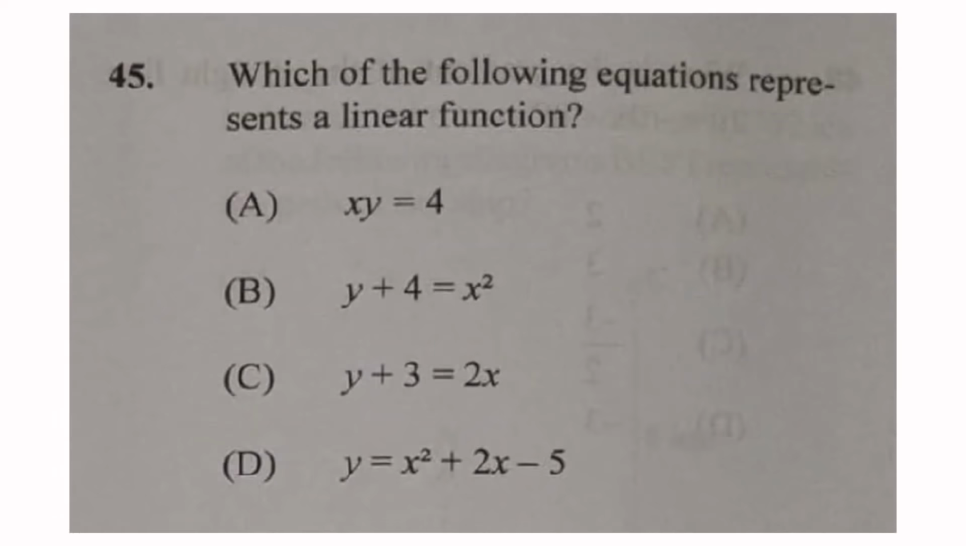Alright, question 45. Which of the following equations represents a linear function? Now we know for linear, the highest power is 1, and we don't care about multiplying by a number. So A is out, this is out, this is out. By elimination, C would be our answer. Anything with the square power is out, and terms multiplied by each other are not part of it either. So therefore, C.